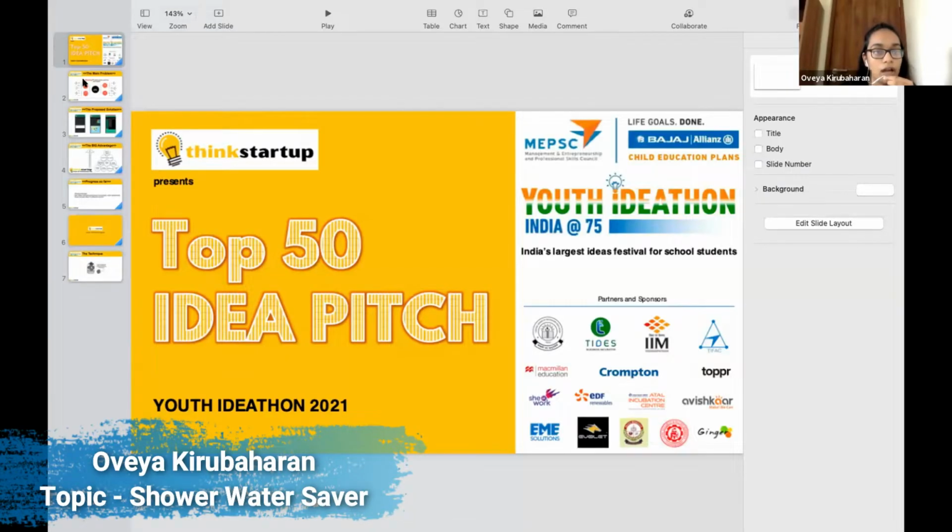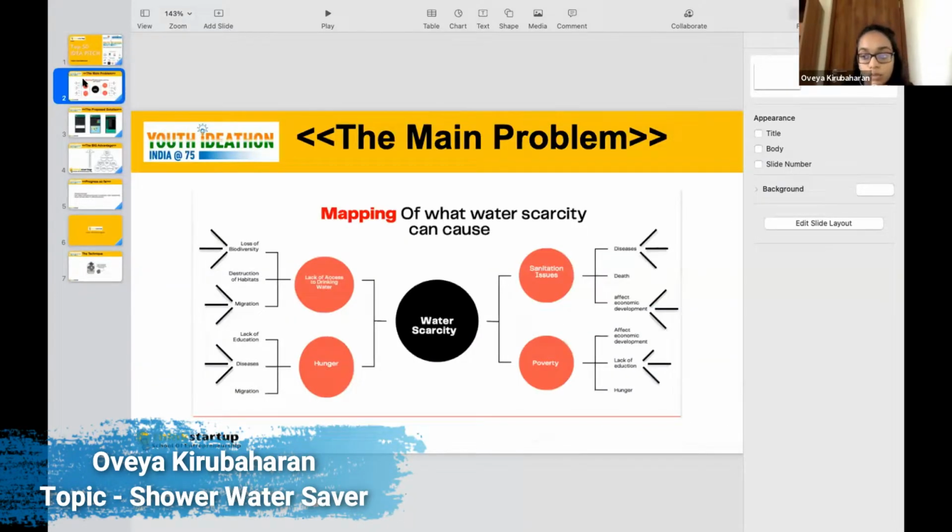So I'm a year 11 student. I built a water flow controller. I figured out the core problem was water scarcity, as there are other problems relating to it, and some of the problems are lack of drinking water, hunger, poverty, sanitary issues. And these other problems can also lead to other sub-problems, and those sub-problems lead to other problems. So the main problem is water scarcity.